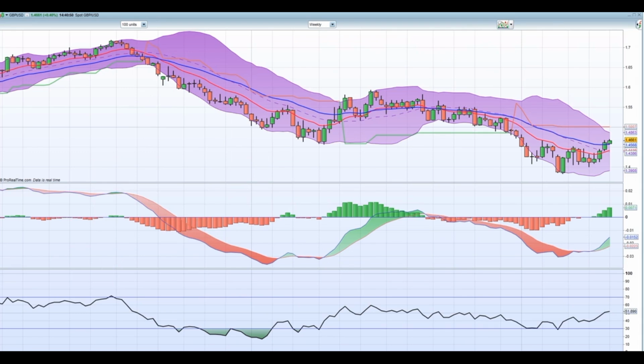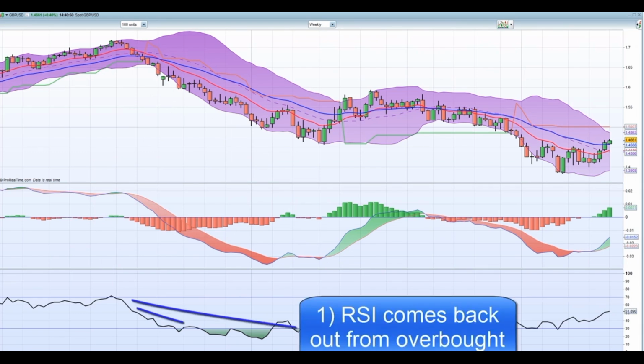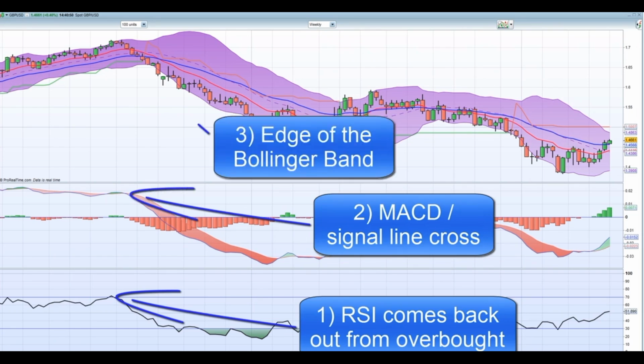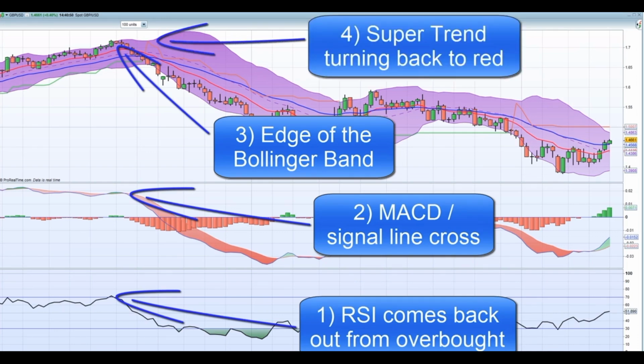So now we have the confluence of four indications. We have an RSI coming back out of overbought, we have an MACD cross, we have the market going to the edge of one of the deviations on the Bollinger Band, and we also have the supertrend turning back to red.